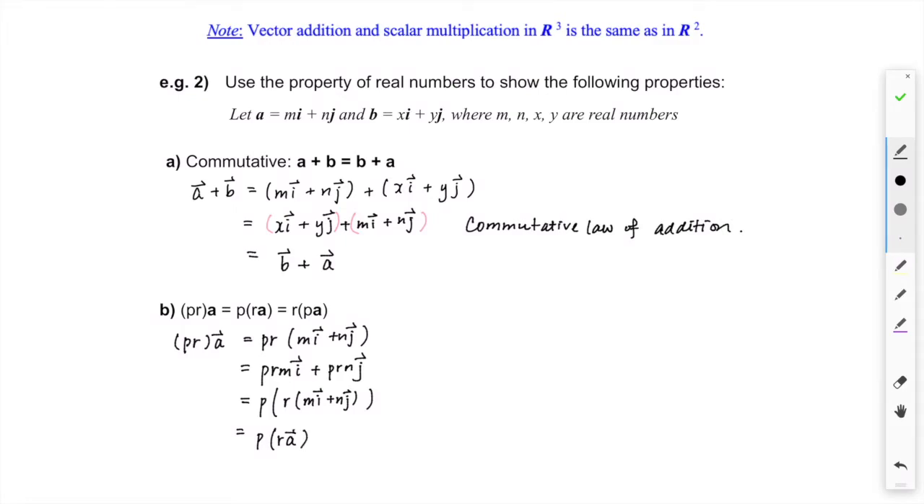Going back to the line where I have the expanded form, what if I want to show that this is also equivalent to r times p times a? Basically, you do something very similar. So we have pr times a equals star. And now instead of factoring out p first, I'm going to factor out r first, then factor p. And this is r times pa.